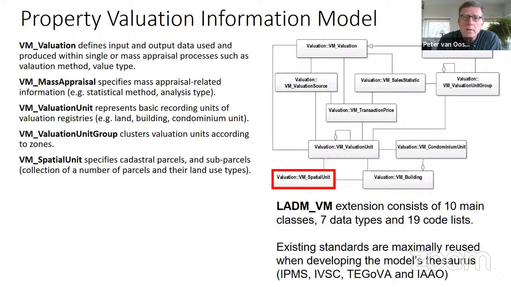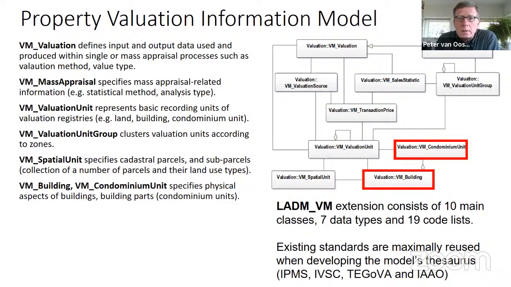Spatial unit is the link to the LADM spatial unit. It can be the complete spatial unit, the complete parcel, but it can also be a part of it, for example the front garden, the back garden, or the area where the building is located. Valuation is often related to buildings, so there is also a lot of attention to modeling buildings in more detail, either the complete building, the VM building, or the condominium units in the building.